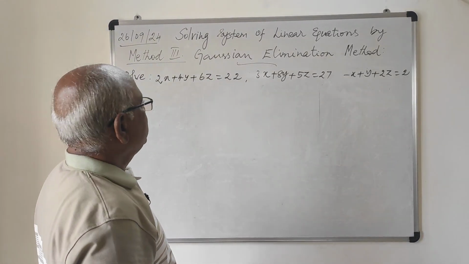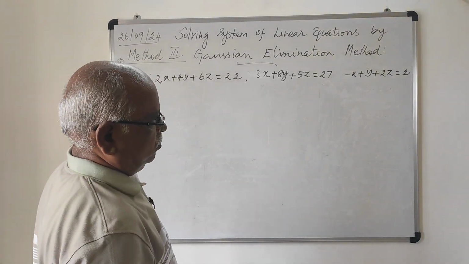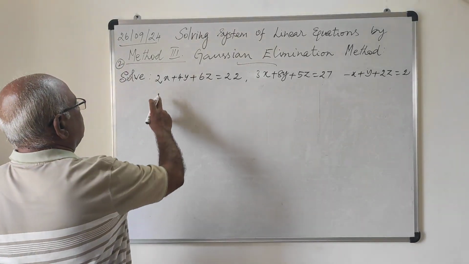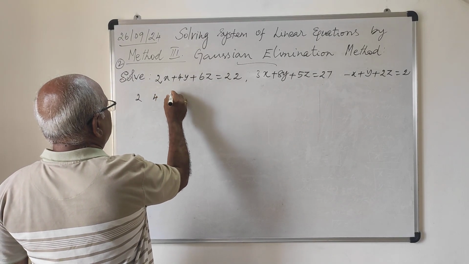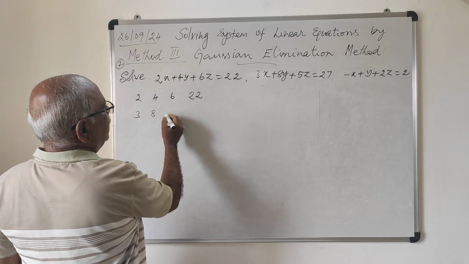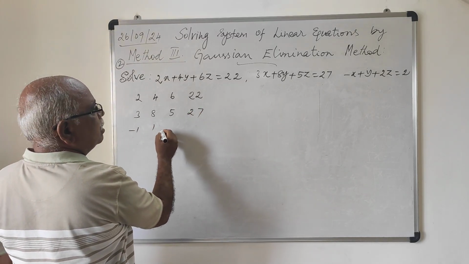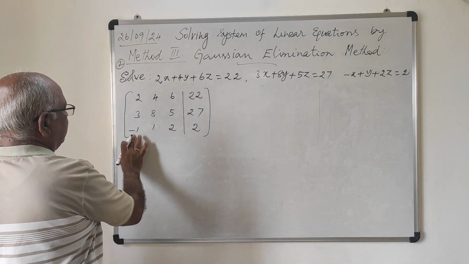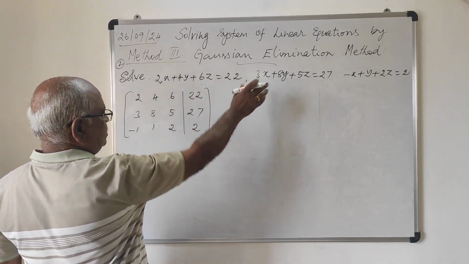Okay. So second problem, solving this system of equations by Gaussian elimination method. For this also, you have to construct an augmented matrix. Augmented matrix is considering the coefficients 2, 4, 6 and the constant is 22. And 3, 8, 5, 27. And minus 1, 1, 2, 2. Okay, see, this is the augmented matrix considering the fourth column as the constants.